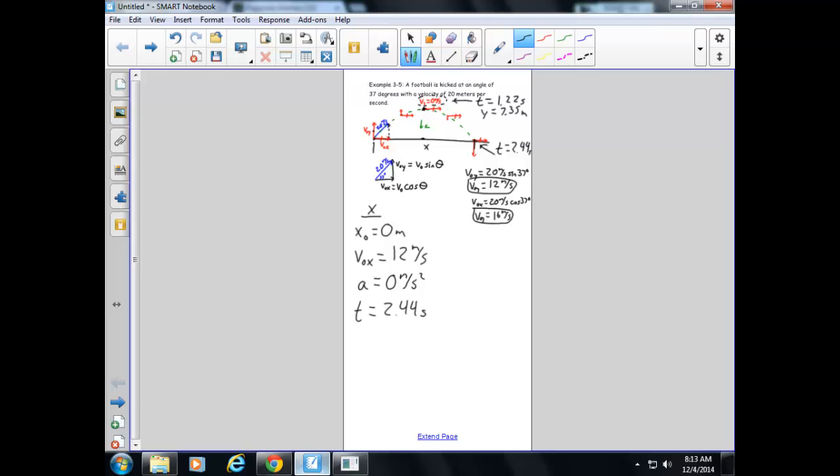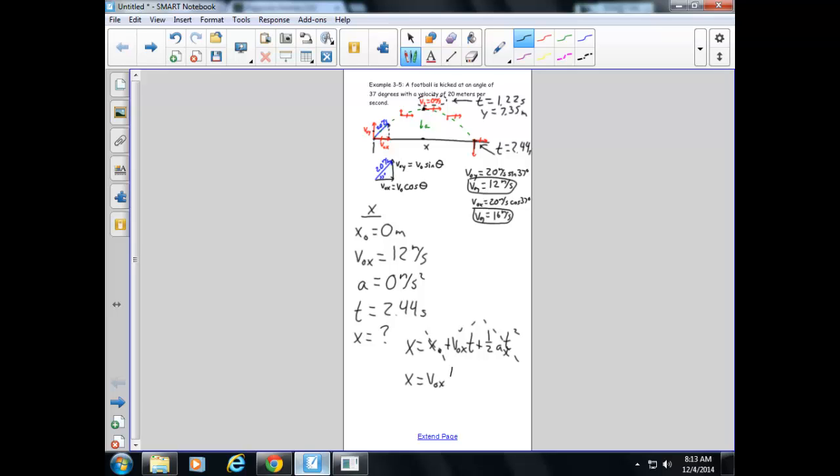Let's see, at this point, I believe we can apply an equation because we want to know what the total x distance is. So we can say that x equals x0 plus v0x t plus 1/2 a t squared, the acceleration in the x direction. The x position is 0, so we can cross that off. We know what the initial velocity in the x direction is. We know what the time is for the football to fly the entire distance. We know that the acceleration in the x direction is 0, so we can cross off that entire term. That leaves us with x equals v0x t.